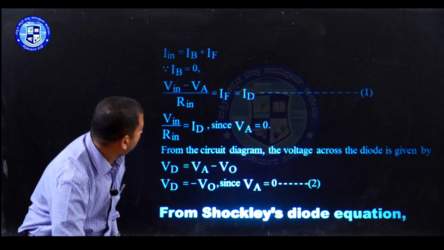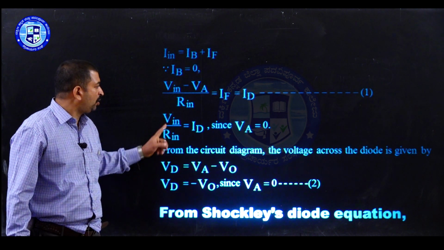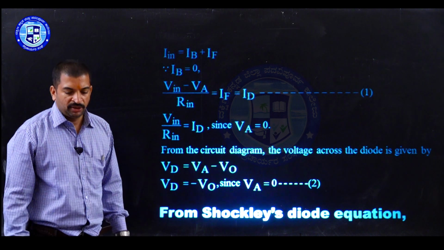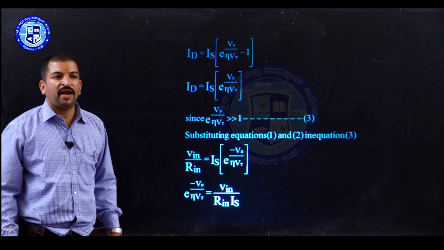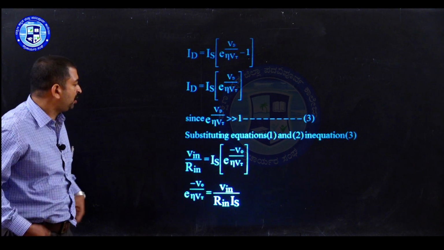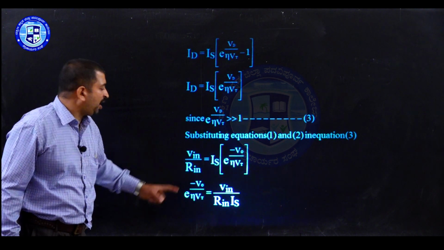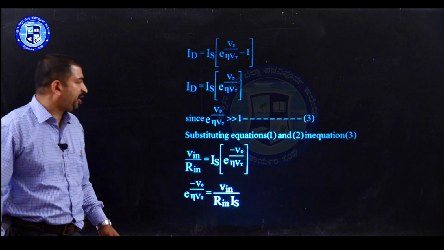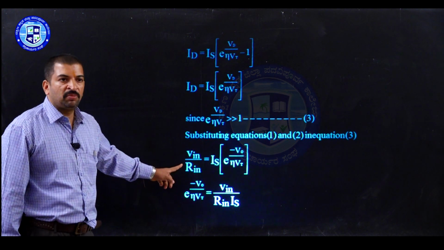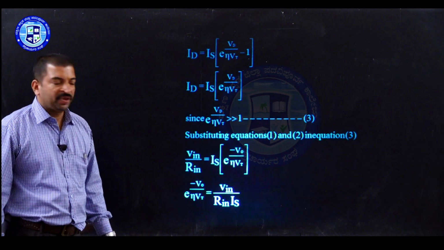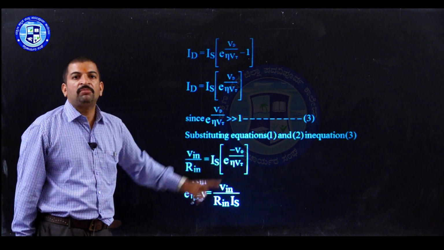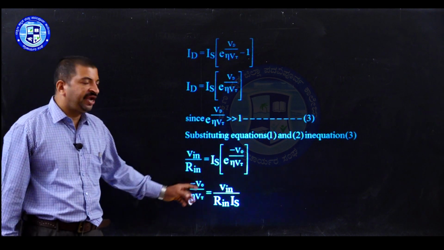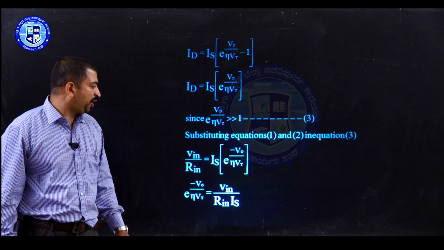Now, according to equation number 1, Id equal to Vin by Ri, and according to equation number 2, Vd equal to minus V0. We will now substitute equation number 1 and equation number 2 in equation number 3. Therefore, Vin by Ri is equal to Is into e to the power minus V0 divided by eta Vt.